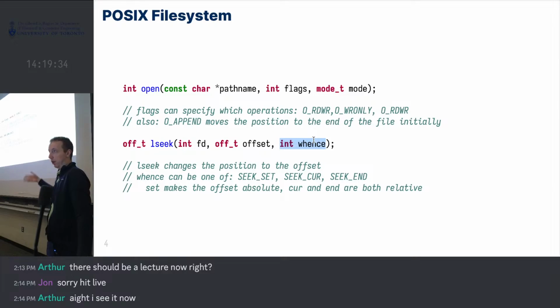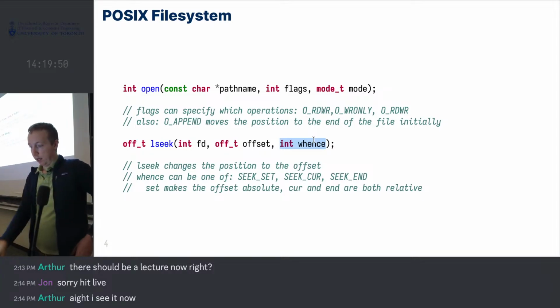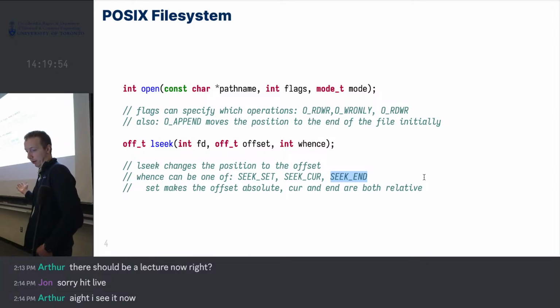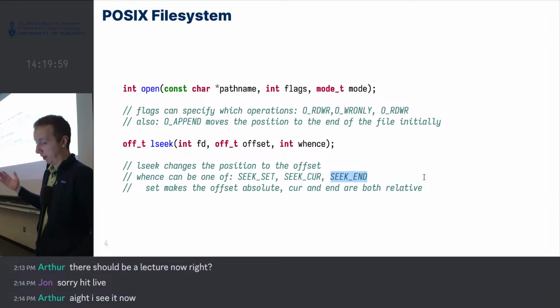If I do SEEK_CUR, that's relative to wherever I'm currently reading from. So if I set it to SEEK_CUR and give an offset of -2, it means wherever that current position is, I'm just going to go back 2 bytes, and then I can reread that same information again. And finally, the other one is SEEK_END, which is relative to the end of the file. So SEEK_SET is relative to the beginning of the file, and SEEK_END is relative to the end of the file.